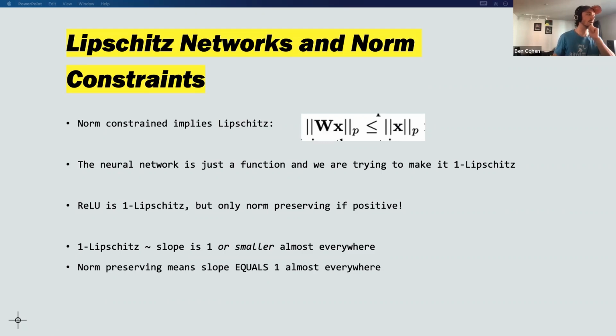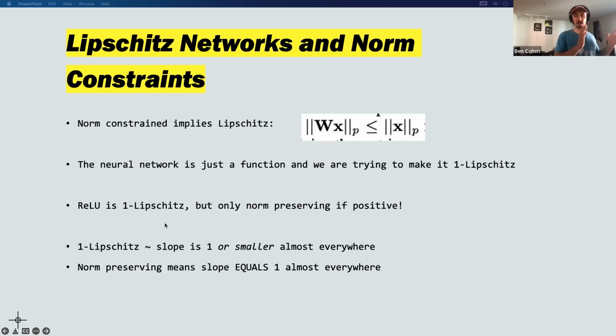The reason is that having the norm constrained is a stronger condition than being Lipschitz. So if I have a function that's 1 Lipschitz, that doesn't necessarily mean that the slope equals 1 everywhere. It just means it's less or equal to 1 everywhere. So the ReLU activation, for example, is definitely Lipschitz almost everywhere. It's not at the single point where you cross 0, but that point has measure 0. So almost everywhere, ReLU is 1 Lipschitz.